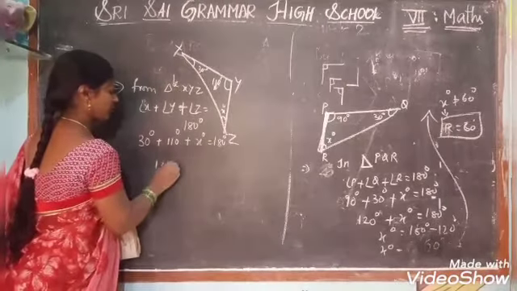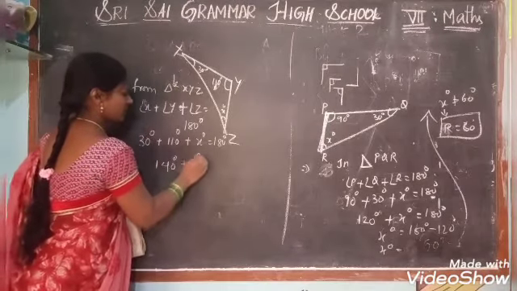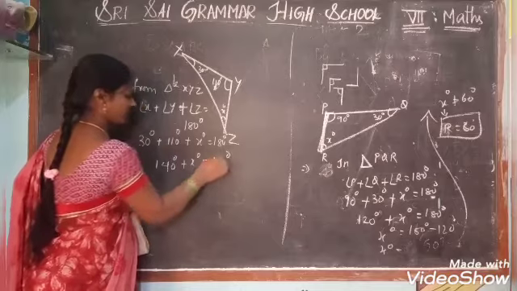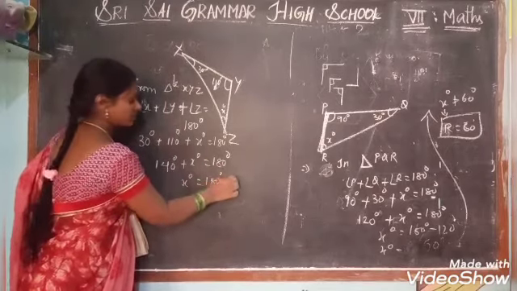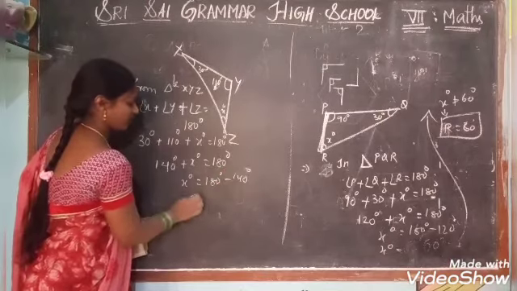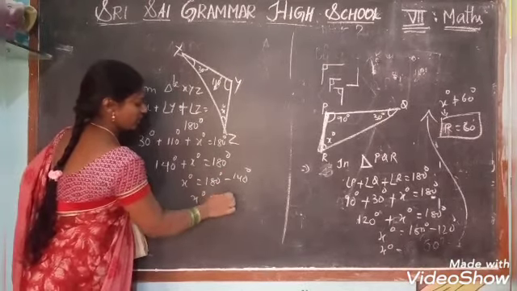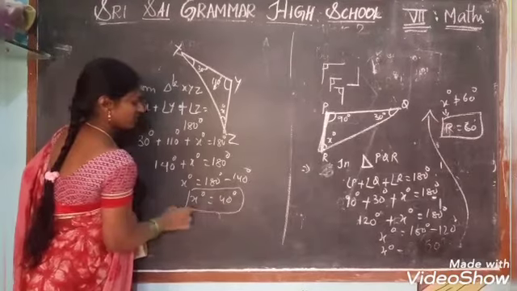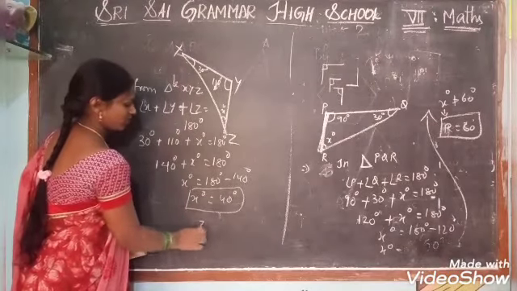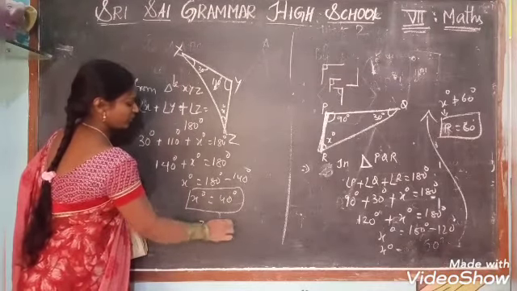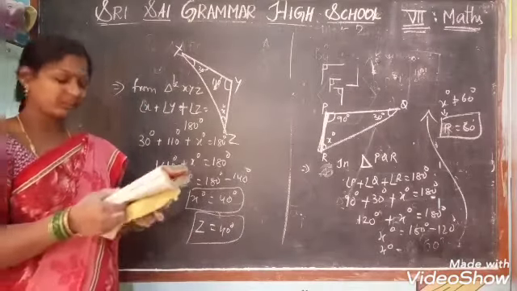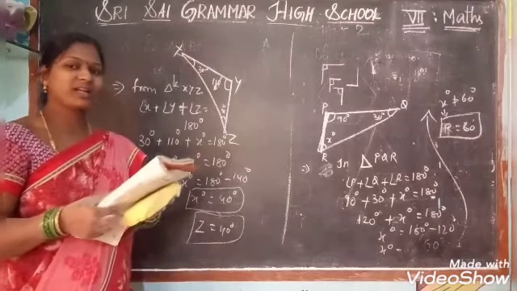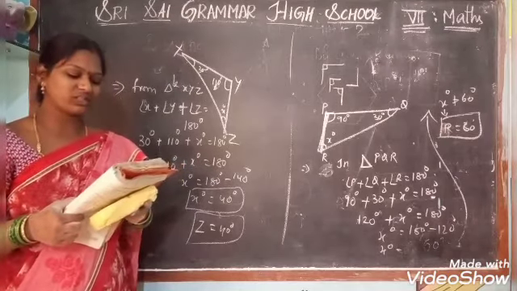140 degrees plus x degrees equals 180 degrees. X degrees equals 180 degrees minus 140 degrees. X degrees equals 40 degrees. What is the value of x? That is, point z equals 40 degrees. Okay, understood? Now, find the values of the unknowns x and y.